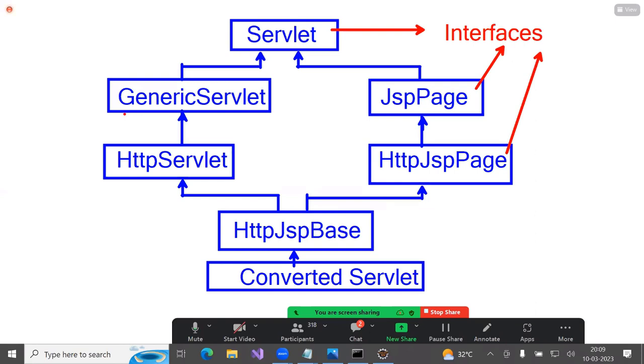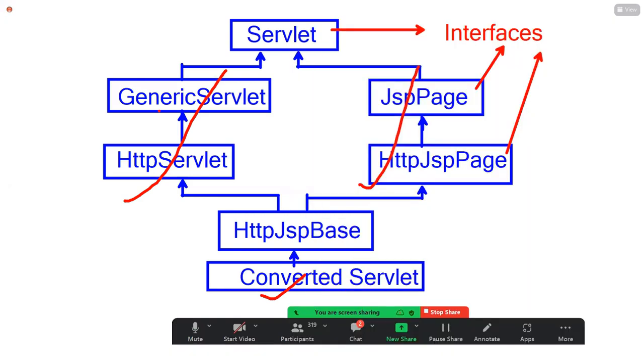So the converted servlet inherits HttpJspBase. This class extends this class, extends this class, and implements this interface. It can implement multiple interfaces, so multiple inheritance is possible because of the interface. Now with this object, you can access your servlet library, JSP library, all of it. Is it over?